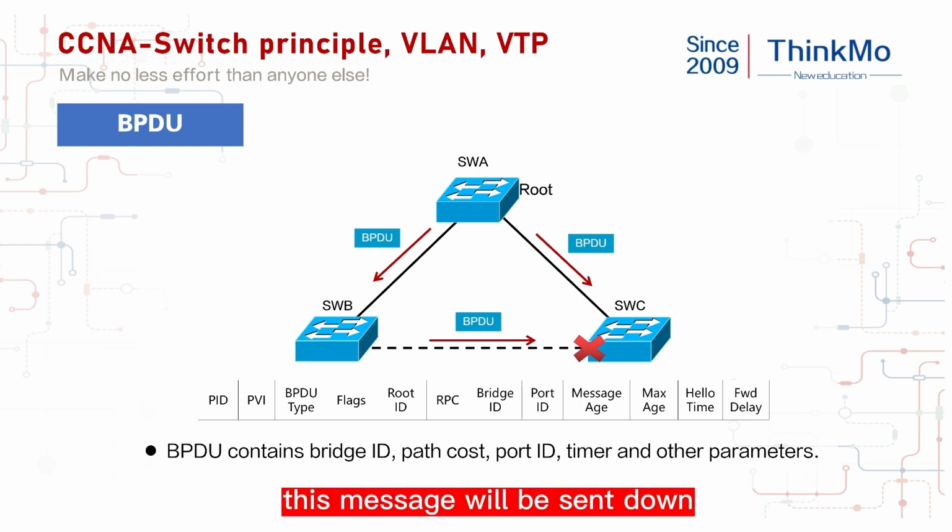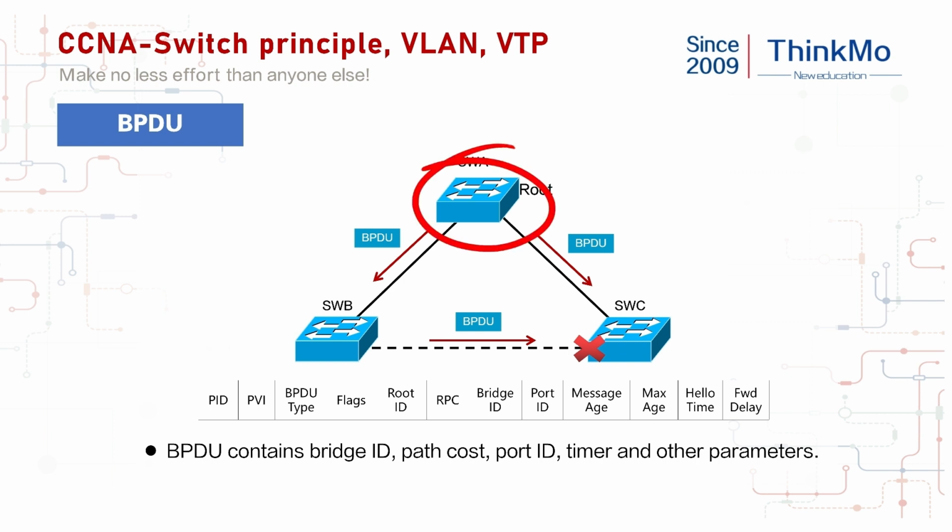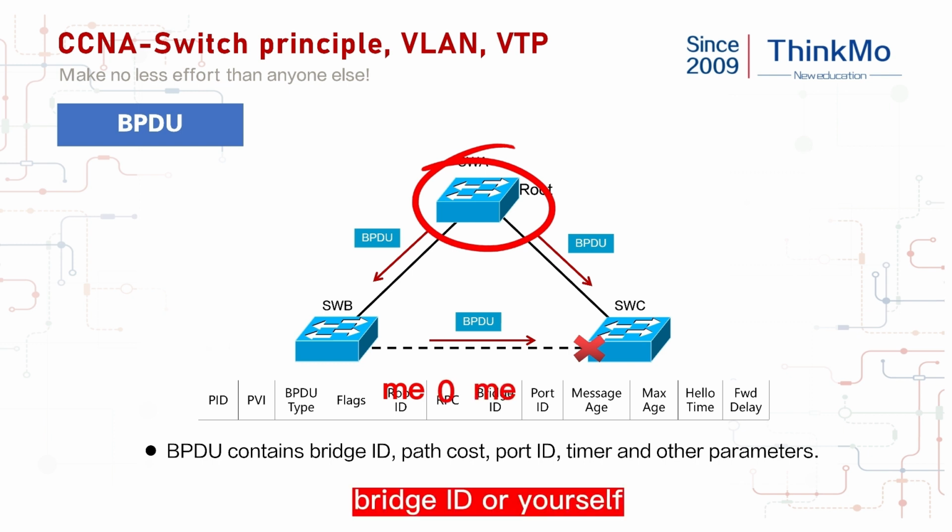This message will be sent downward. For example, now this message is sent to switch B. If switch A is the root, it should fill in the message like this. First, the root ID is itself, that is, me. RPC is 0. The bridge ID is also itself, that is, me. Say this is interface 1, then the port ID is 1. This is the message it sent out.